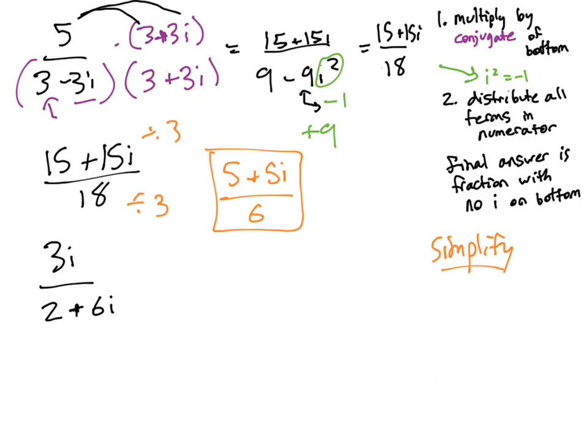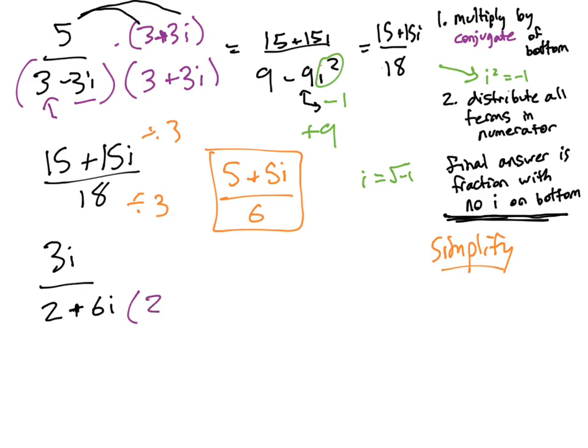And our final answer should be a fraction that has no more imaginary terms in the denominator, because an imaginary number is really a type of root. It's the square root of negative 1, and we don't want to leave square roots in the denominator.